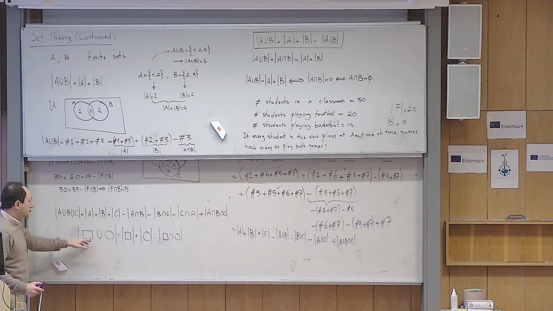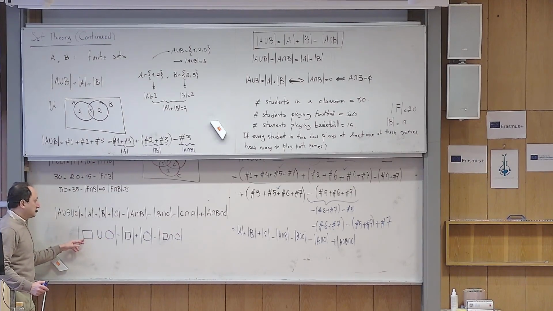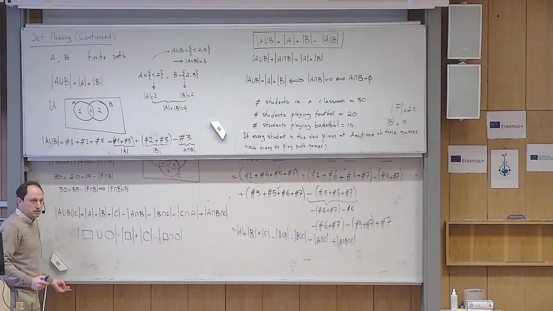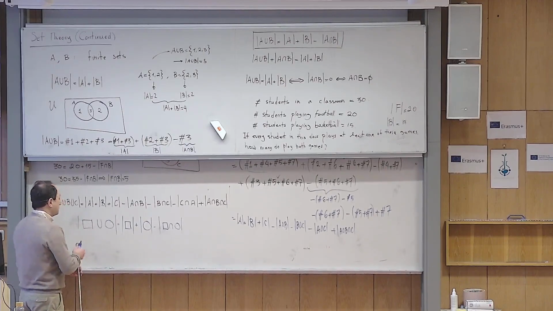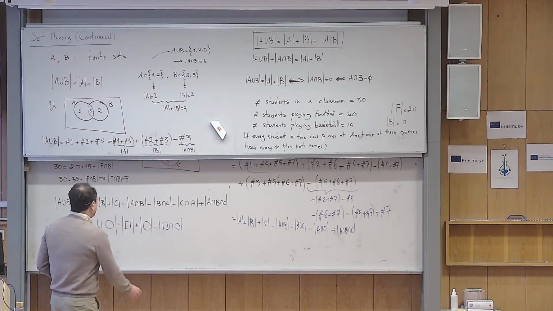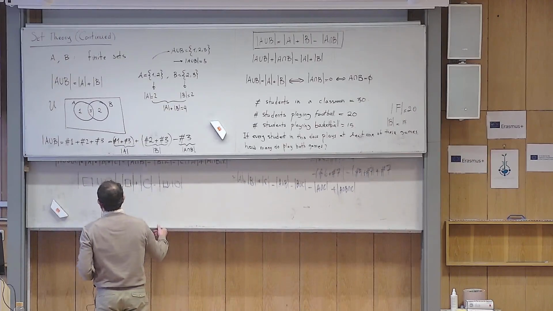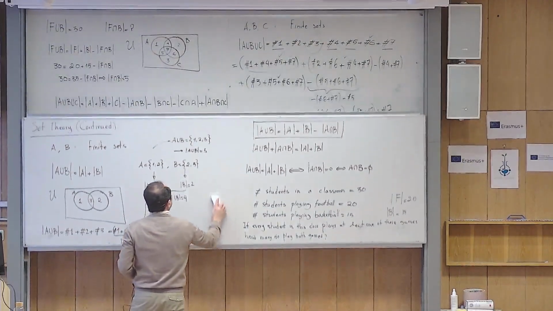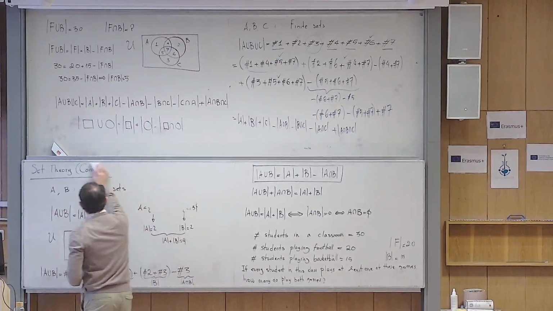This formula works for the union of two sets, but I need a formula for the union of three sets. Yes, Afsh? You can write the union of B and C as one. Yes, so you can do that. So let us try to do it here.